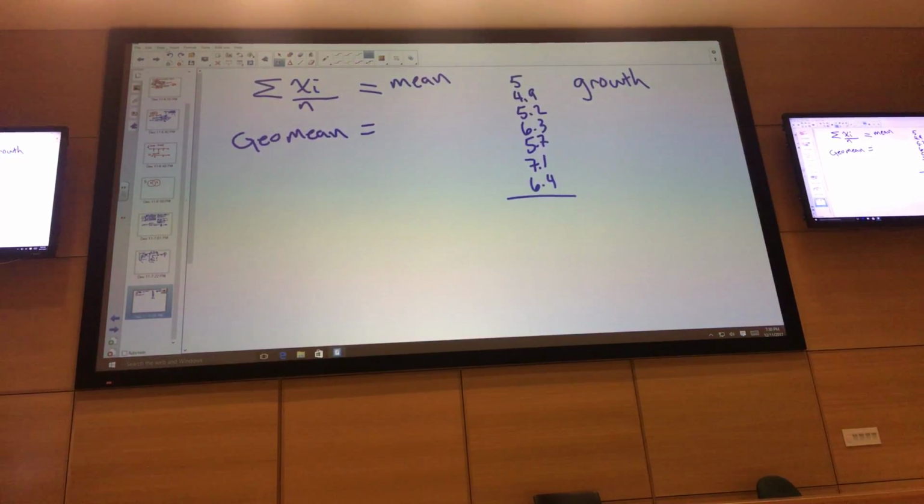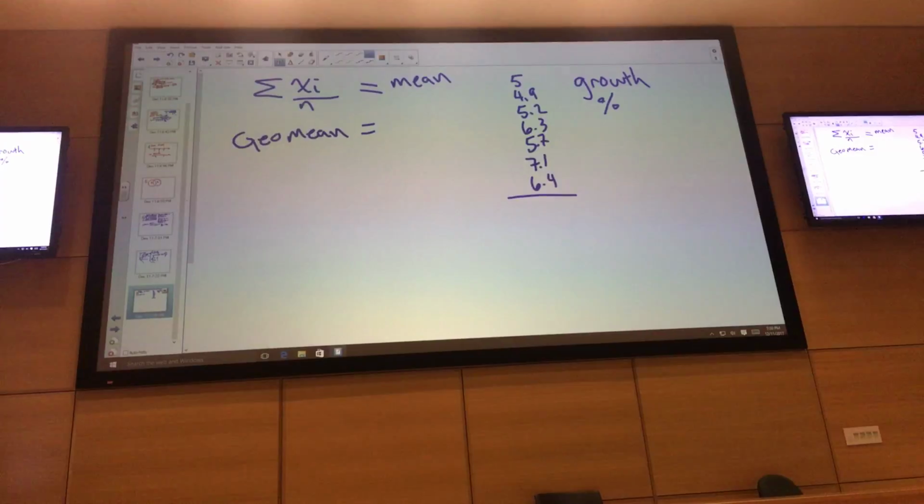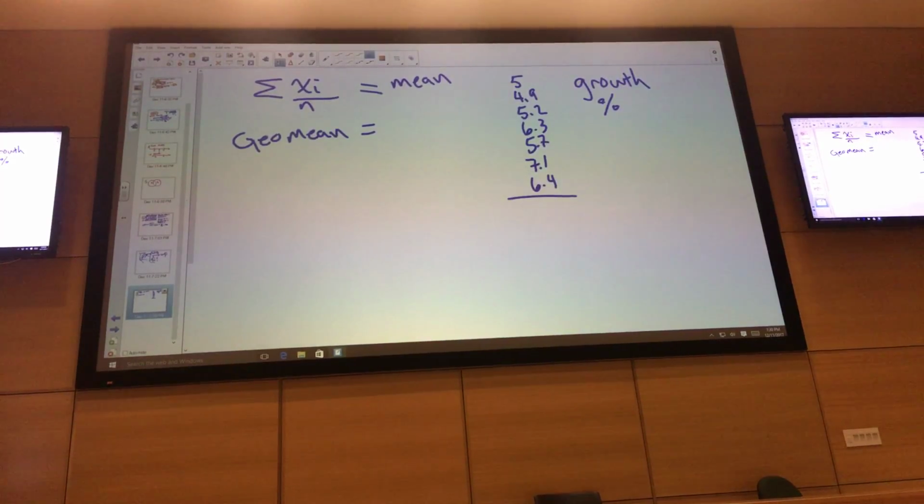So, whenever you have growth, we're usually talking about percentage growth, right? And whenever we talk about percentage growth, we see this in business all the time, but mostly in finance, when we're talking about the growth of investments, that's always a product. We're dealing with products and percentages multiplied together. The appropriate way to calculate that average is with the geometric mean instead of an arithmetic mean.